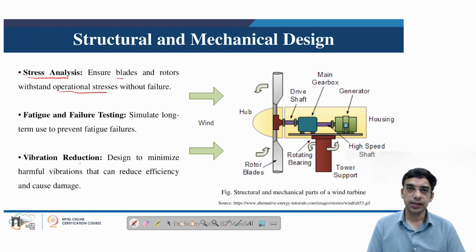Vibration reduction is another important criterion, where we want to design so as to minimize the harmful vibration, which can overall reduce the efficiency and may cause damage to such turbines.